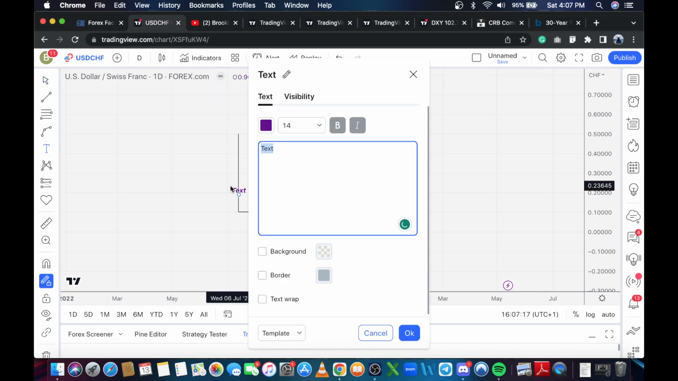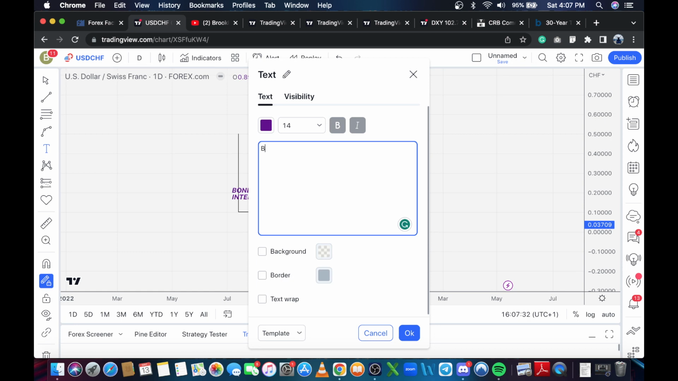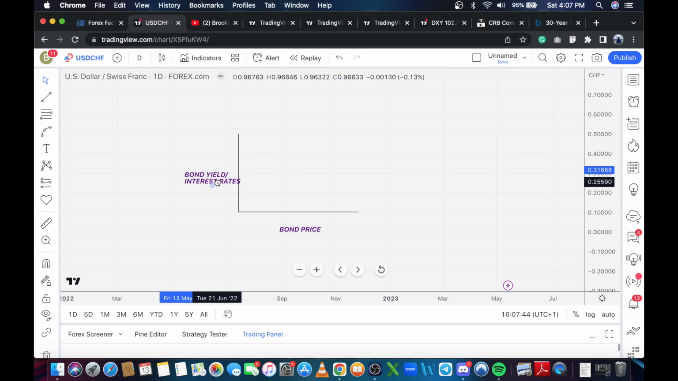Here we have bond yield or interest rates, and here we have bond price. So we're going to discuss all of this. So to our left of our chart, we have our yield or interest rate, and to the bottom of our chart, we have the bond price.